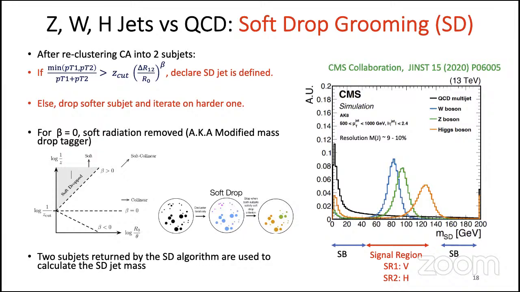And once we have finished iterating in this process, we have two subjets. The two subjets returned by the algorithm are used to calculate the soft drop jet mass, which is a very important parameter because we use this observable to define the signal regions of the boson, around the mass window of the boson.